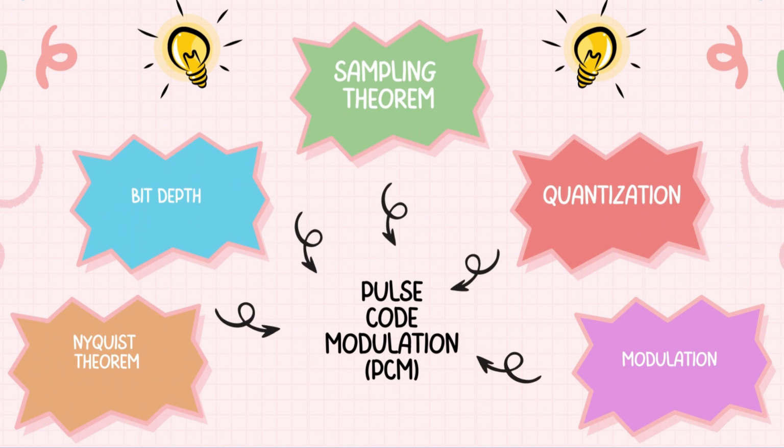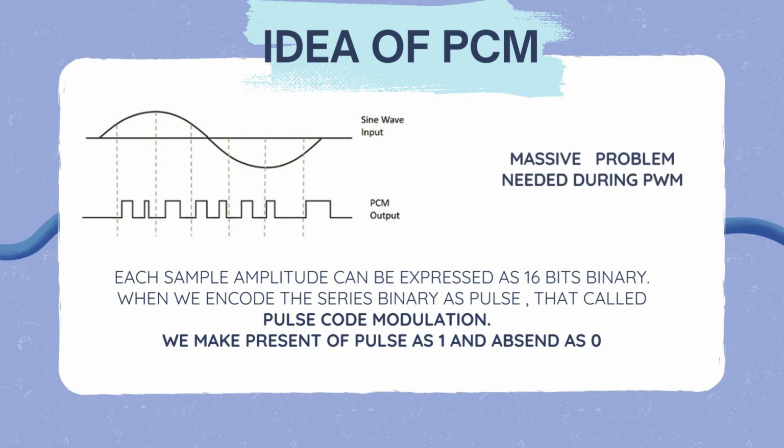In the previous part we talked about sampling, bit depth, quantization, modulation, and the Nyquist theorem, and when they all combine, it becomes PCM, pulse code modulation. The idea of PCM comes from PWM. During PWM, massive resolution is needed, but each sample amplitude can be expressed as a 16-bit binary number.